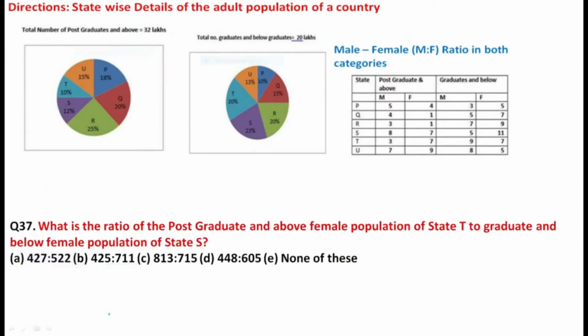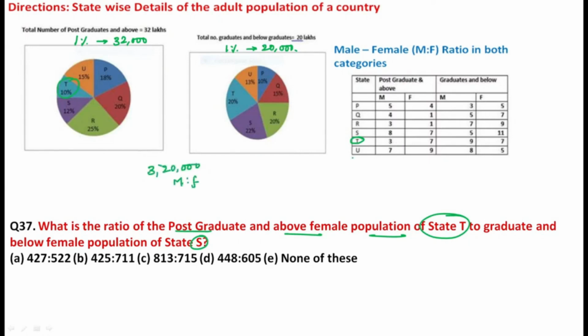Everyone observe the calculation. Next question. You already know that 1% value becomes 32 and, for graduates, 1% value becomes 20 for better calculation. The ratio of postgraduate and above female population of state T and graduate and below females in state S. First of all, postgraduate and above females in state T. State T, how much percentage? T is having 10%. 10% means 3 lakhs 20,000.